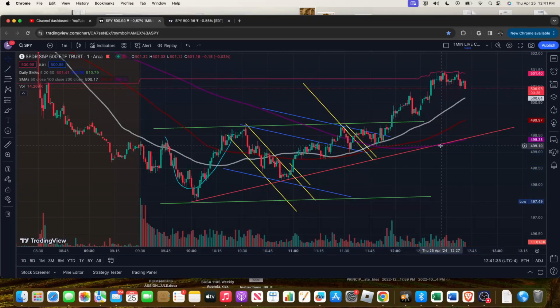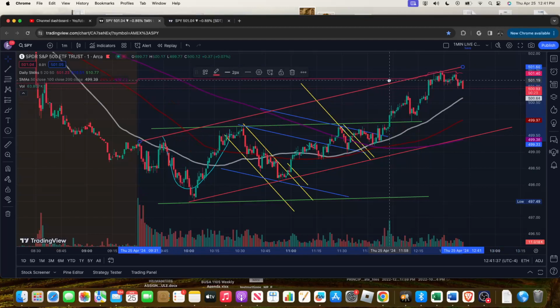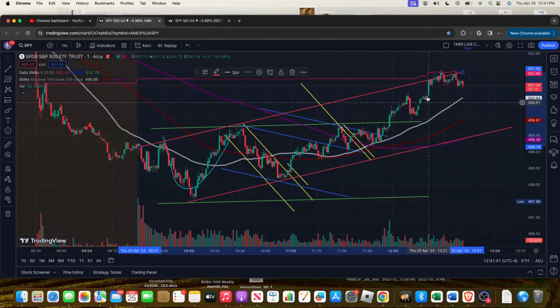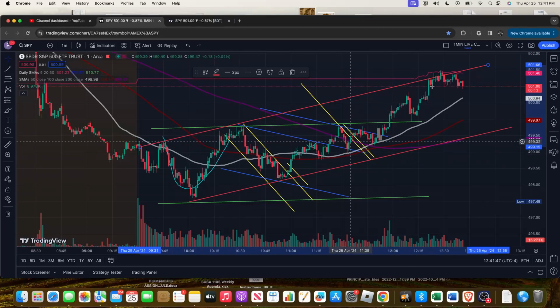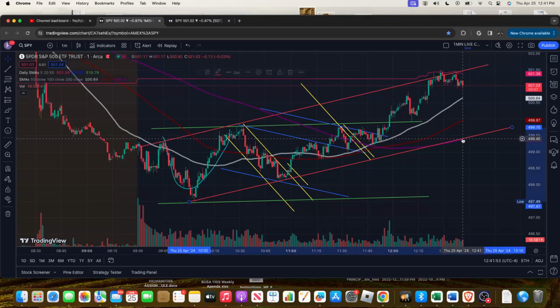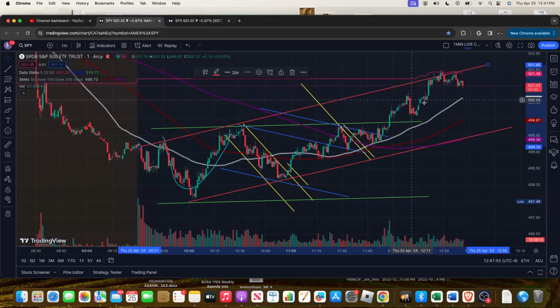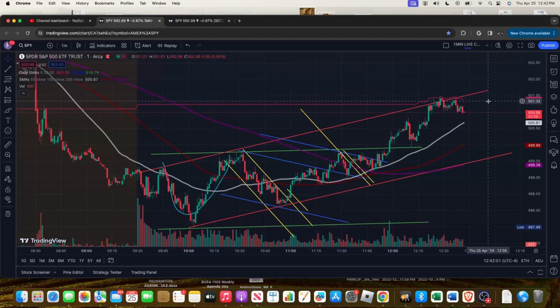So as you can see, this will actually respect it. You see how we maintained within this red the whole time. So this would be the form of resistance and support. The bottom is support, the top is resistance. So every time we reach the top, you see we rejected. But if we do open above, then that is bullish.